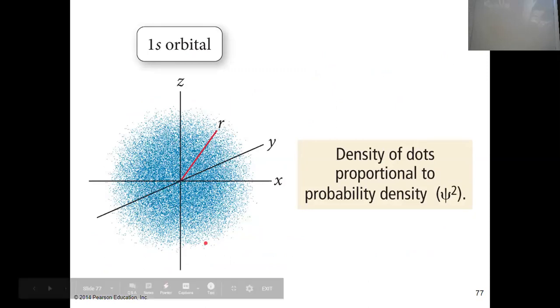Now you'll notice that it's a lot bluer in this region. The denser the cluster of dots is, the more likely it is that an electron will be present there. The more sparsely located the dots are, the less likely you'll have an electron there. So that's what this sentence is saying here: the density of the dots is proportional to the probability density.